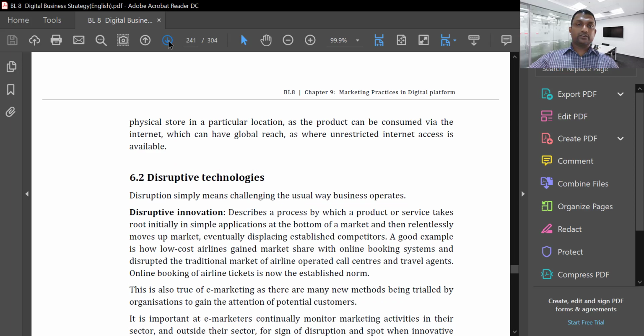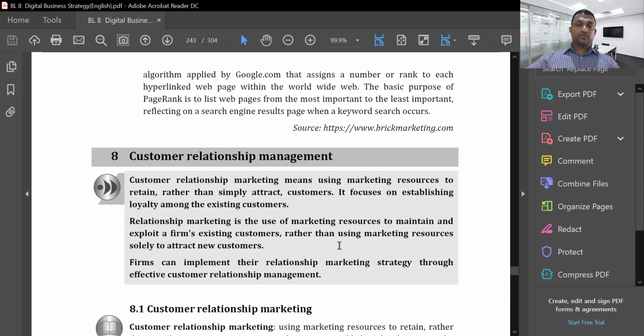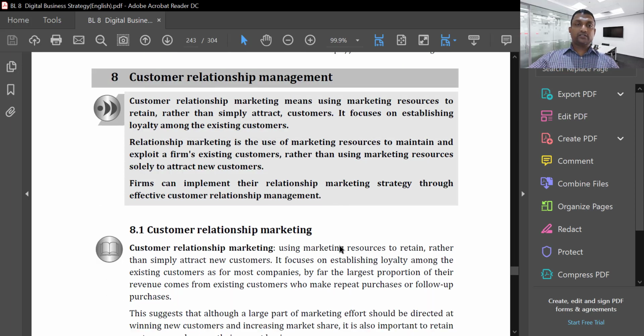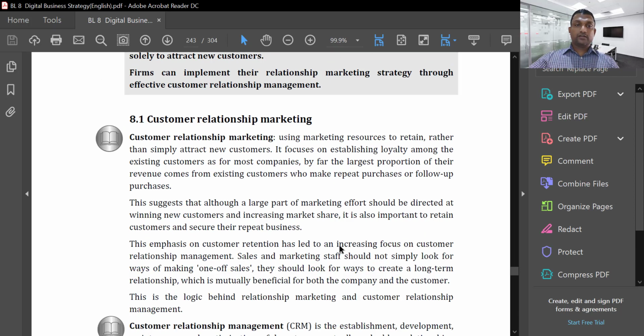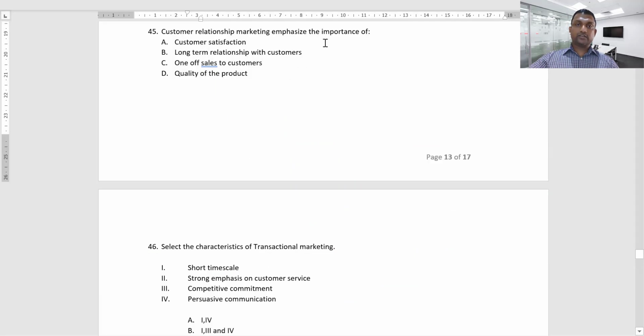Let's look at how it is explained in this textbook. So under customer relationship management, one thing discussed here is customer relationship marketing. So the question is asking, it emphasizes the importance of. So what are the 4 answers given? Does it emphasize customer satisfaction? Does it emphasize long-term relationship with customers? Does it emphasize one-off sales to customers? Or does it emphasize quality of the product?